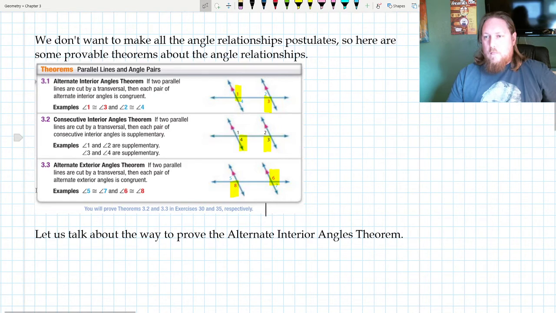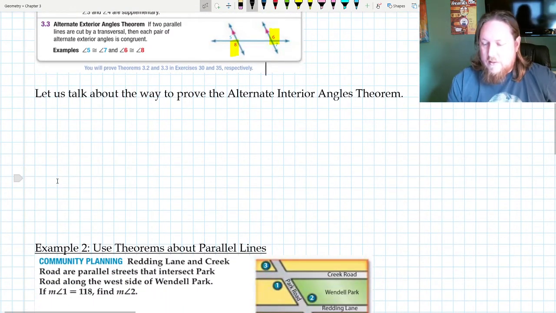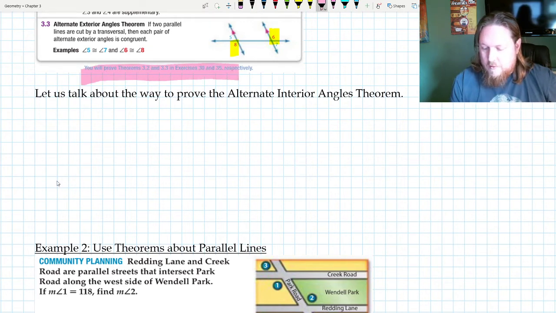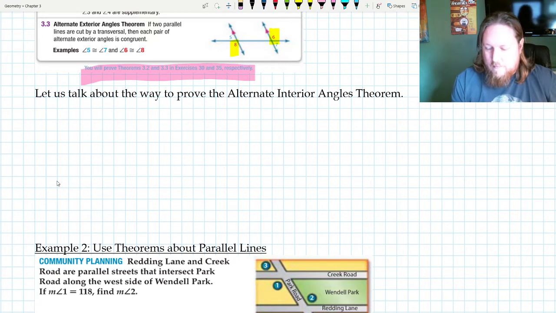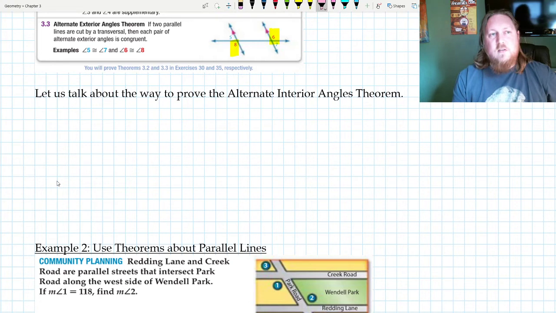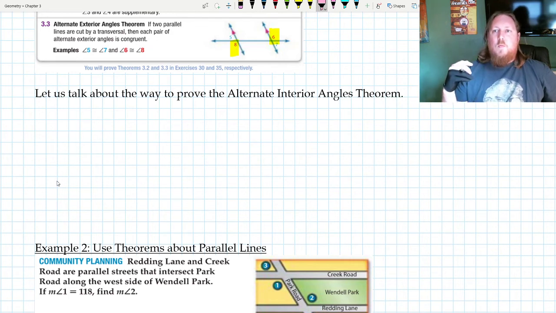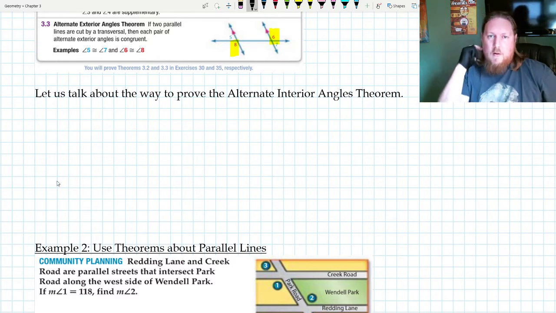So let's talk about a way to prove the alternate interior angles theorem, because if you look closely at the bottom of this little image, it says you will prove theorems 3.2 and 3.3 in exercises 30 and 35 respectively. So that's something that they do sometimes. Here's the theorem. We're not going to prove it, but you're going to have to prove it on your own later. It's something that you can do, but let's talk about how we would set that up.